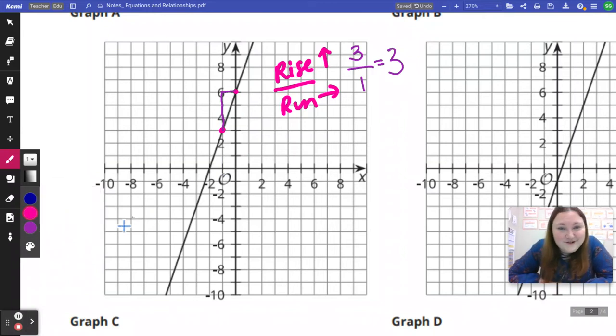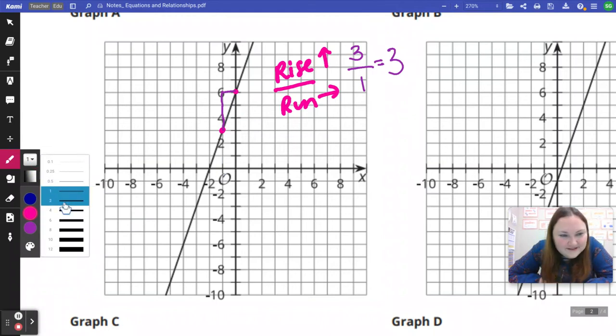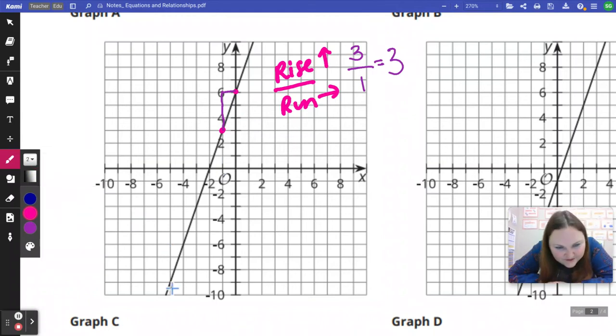There's a very strong chance you did not pick the same points I did. You could choose any 2 points. So maybe you chose this point down here and this point here instead. Would we get the same slope or a different slope? What do you think?